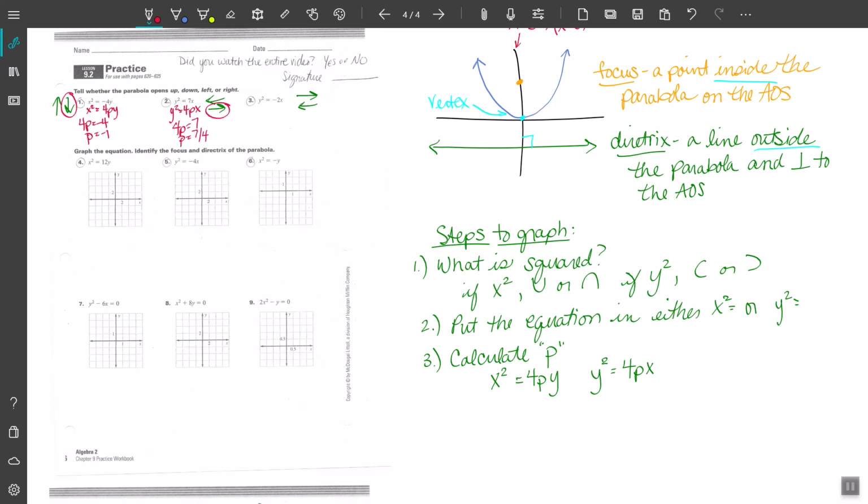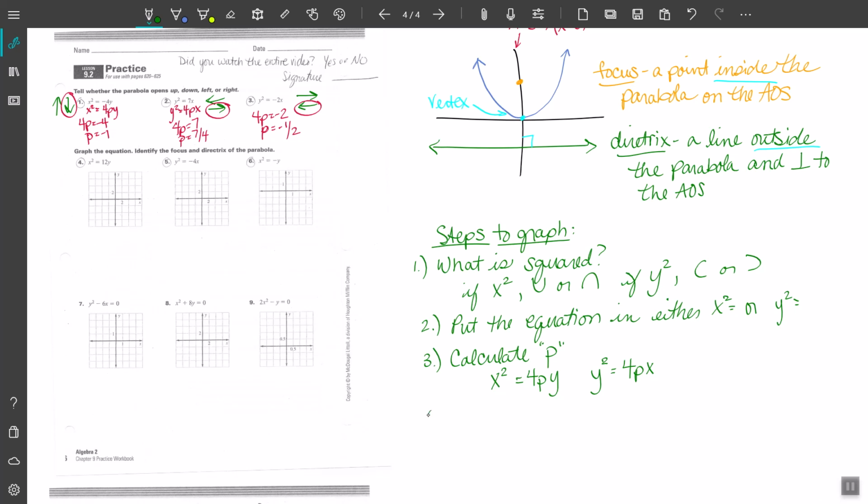So y squared in number 3 equals negative 2x. So that means that my 4p equals negative 2 on this one. And when I calculate that, I'll end up with negative 1/2. So on this one, p is less than 0. That means it's going to open to the left. All right, so we're going to use the y squared or x squared to narrow down whether it's up or down, left or right. Then we actually calculate p to narrow down to the final answer.